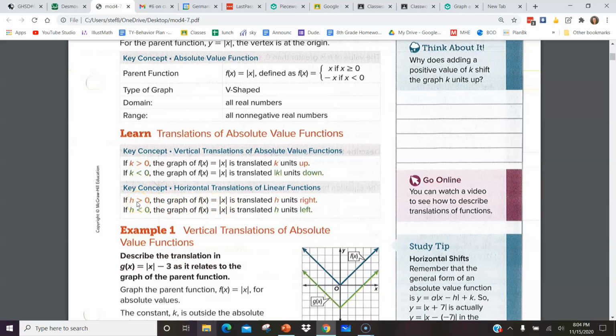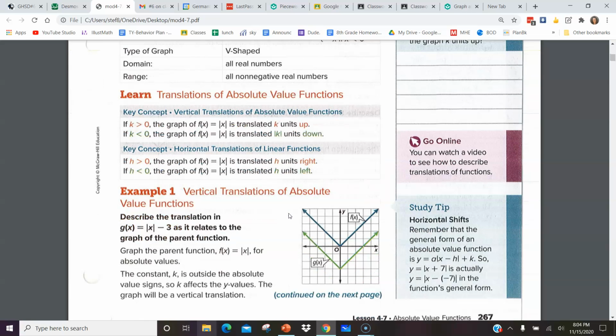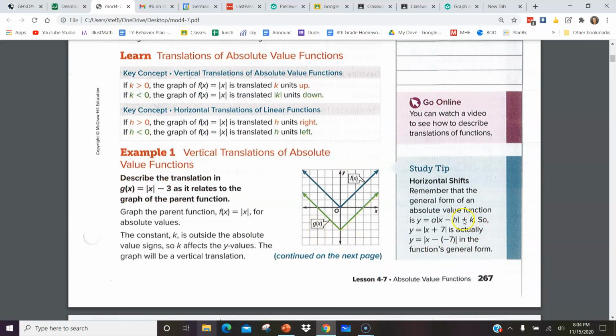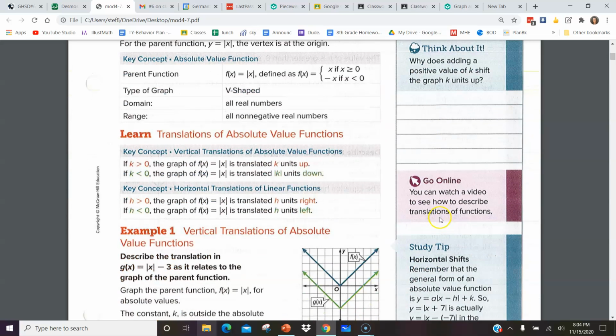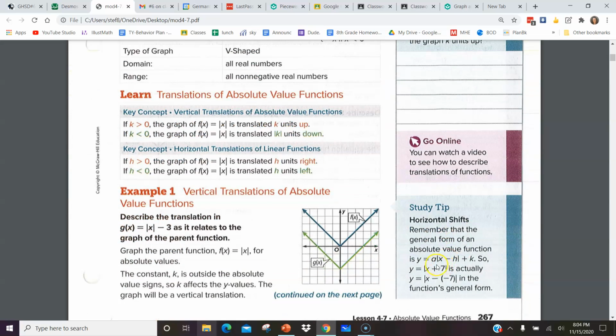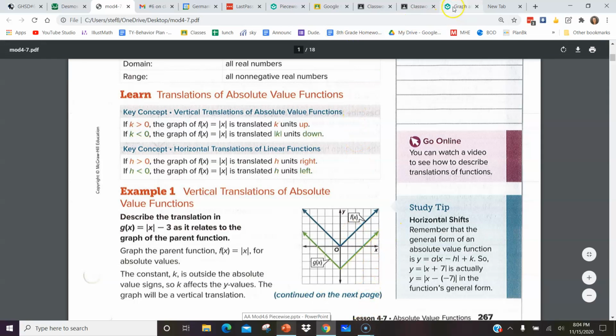Now, if you think about the horizontal translations, that's what the h is doing. If the h is bigger than 0, it's going to be going to the right. If it's less than 0, it's going to be going to the left. However, be very careful with that, because essentially the actual function is x minus h. Watch out when you have a negative, because then it's like a double negative, and that will make sense in a second.